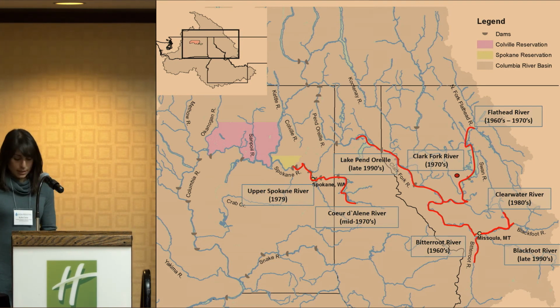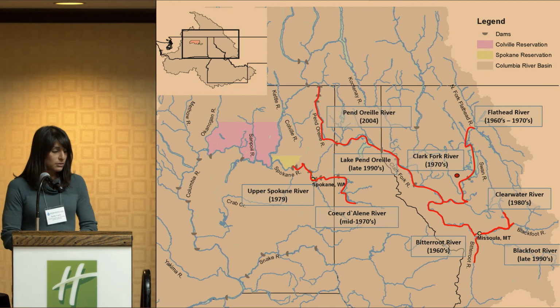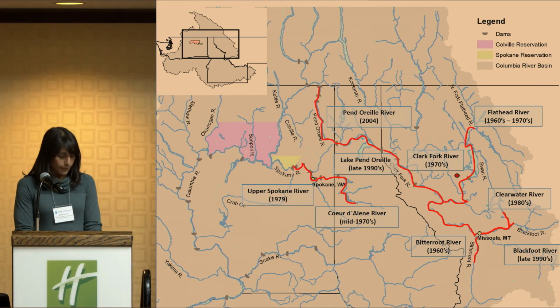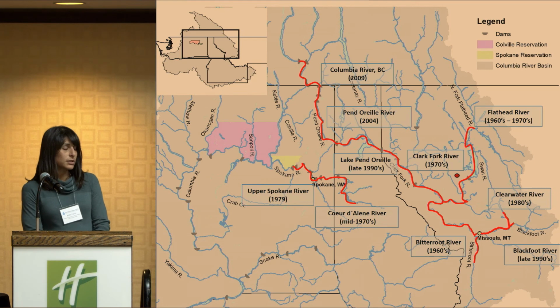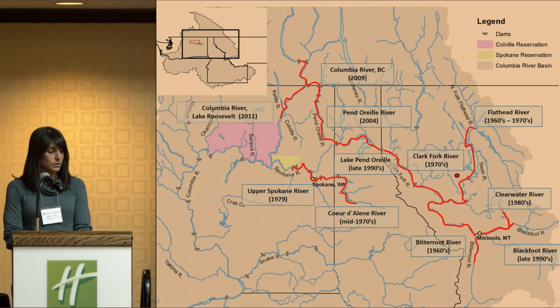From there, we didn't see a whole lot of change until about 2004, when northern pike showed up in the Pend Oreille River. And at this point, we saw the pike expanding rather rapidly. They were established 5 years later in the Columbia River in Canada, and then showed up downstream in Lake Roosevelt.